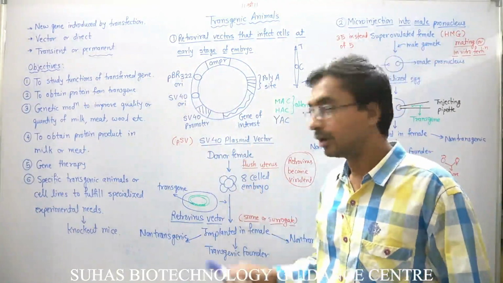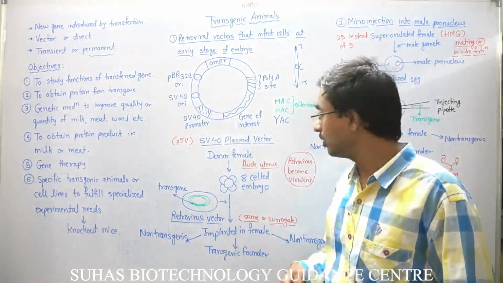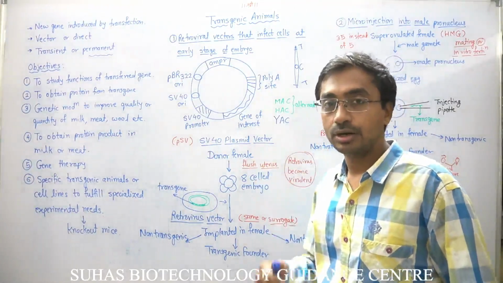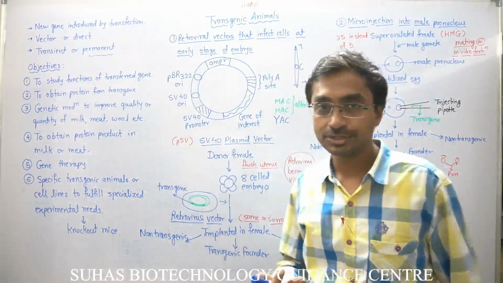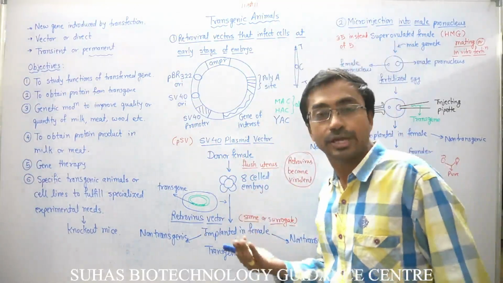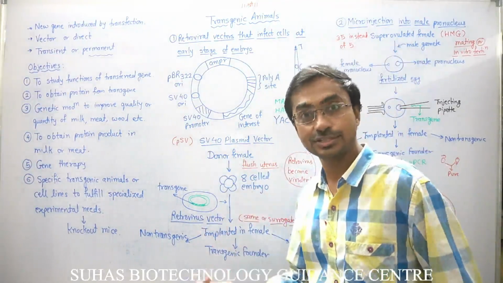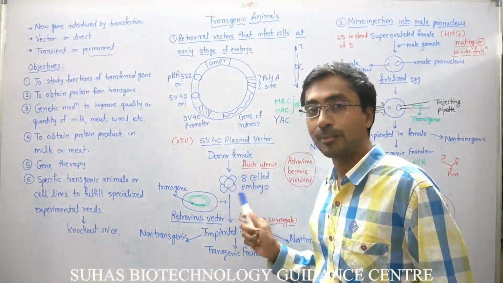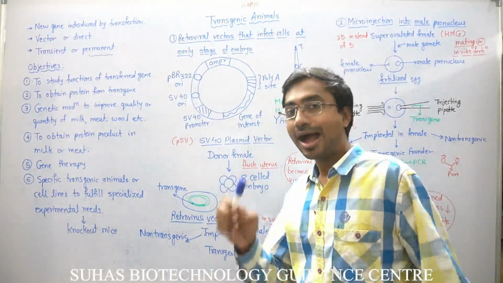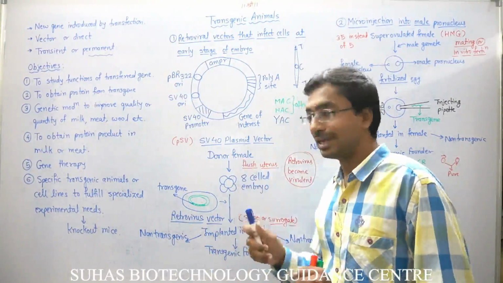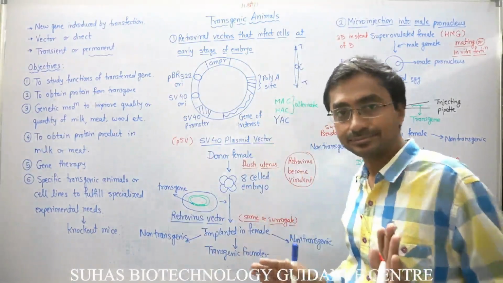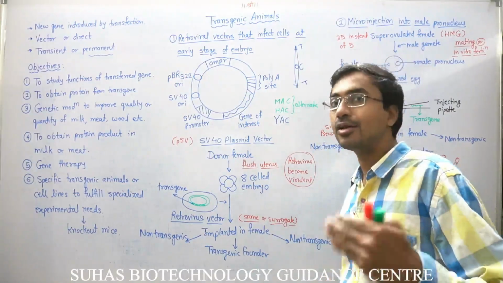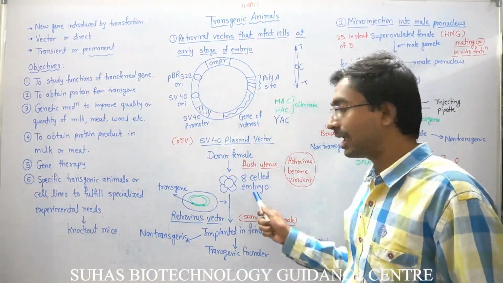Suppose we have a cow which is a donor female. We will provide certain hormones to it, like we can give FSH and LH injections also. Because of that, she will donate a larger amount of ovules. After that, that female is mated with a male. As mating takes place, definitely after a few days she will develop embryos.